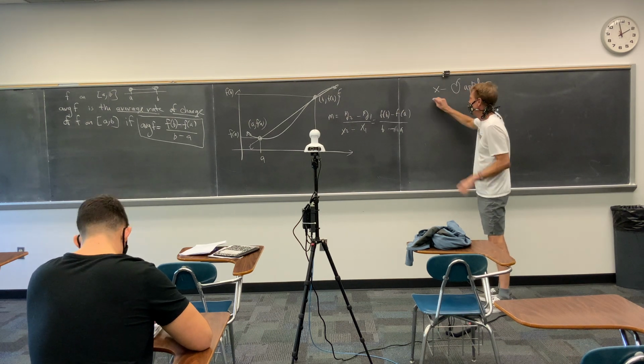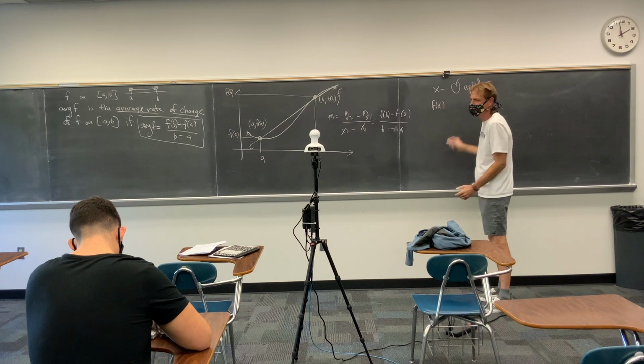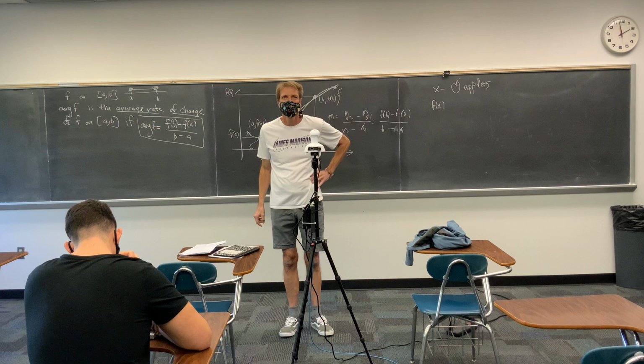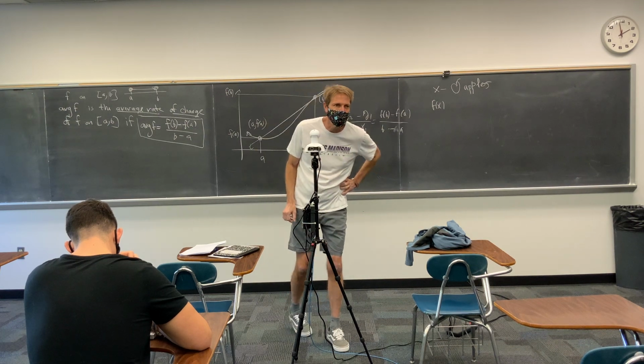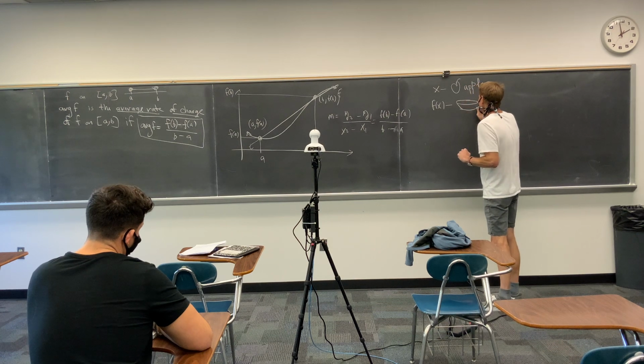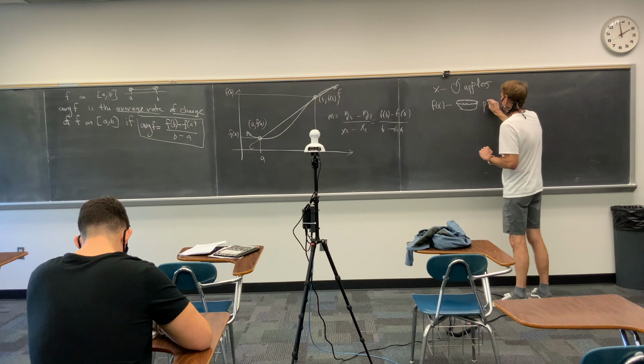Okay, so my domain has apples, and then my range is something that might depend on apples. What was that? Pies, okay? So the range is going to have units of pies.